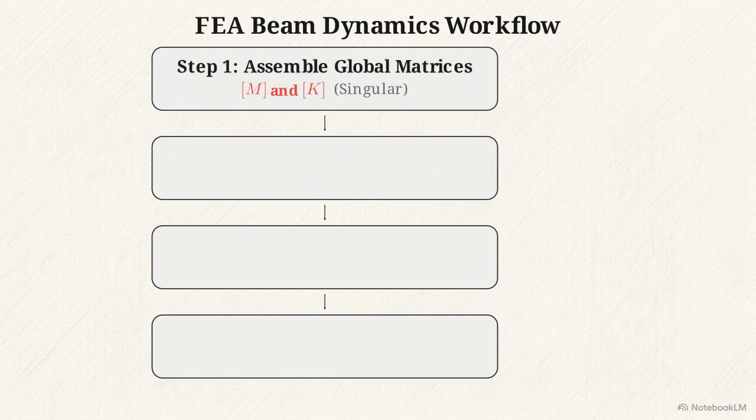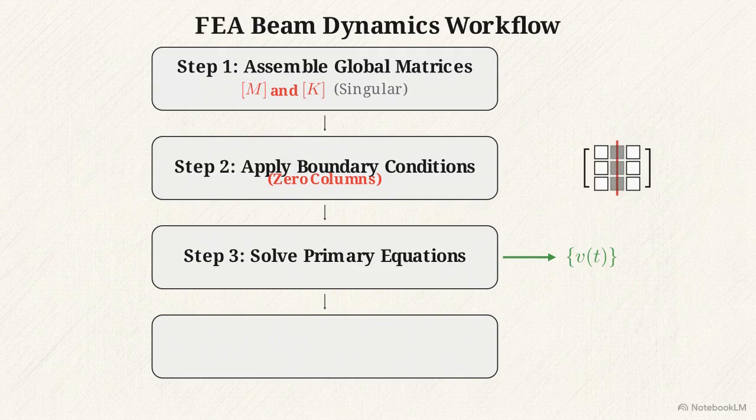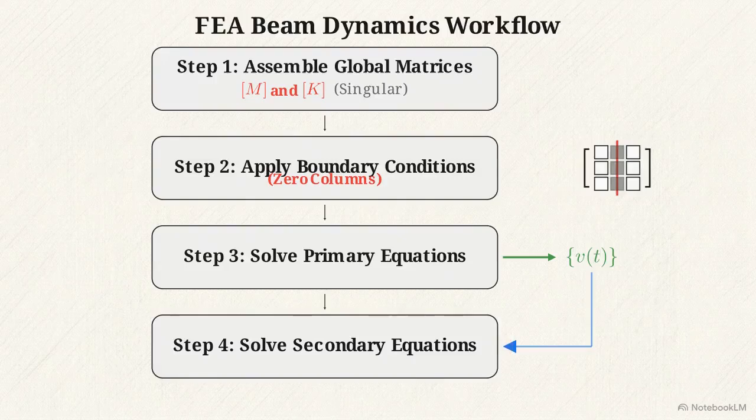Step 1 is the generation of unreduced singular global mass and stiffness matrices. Step 2 introduces physical boundaries as numerical zeros to execute matrix surgery on unneeded columns. Step 3 extracts the free rows to form and solve the primary equations. Step 4 routes that kinematic data back into the constrained rows to solve the secondary equations for support forces.